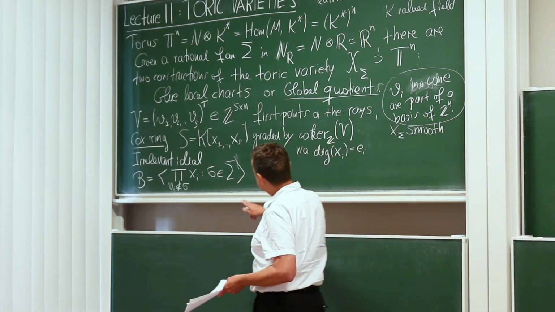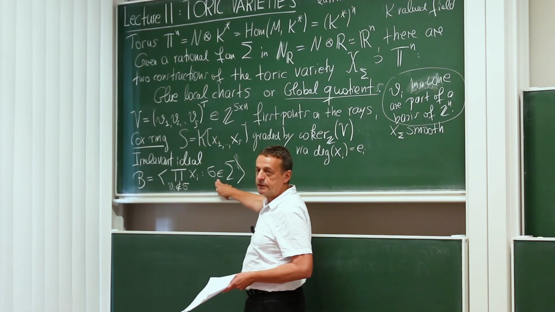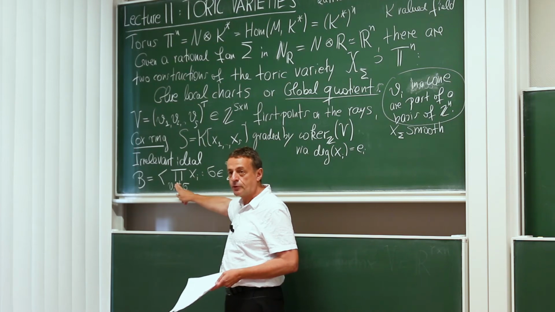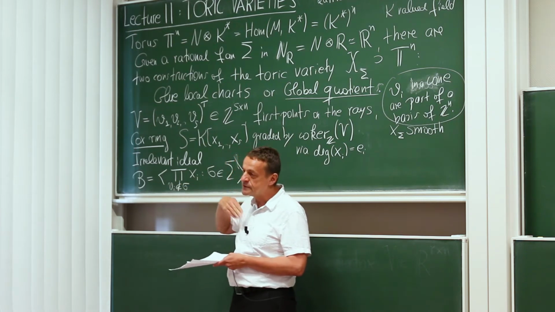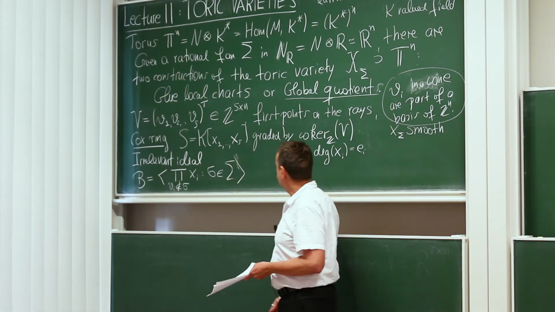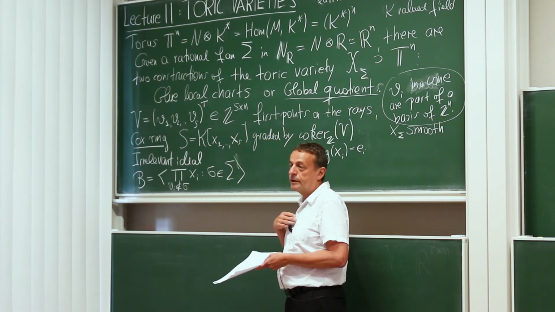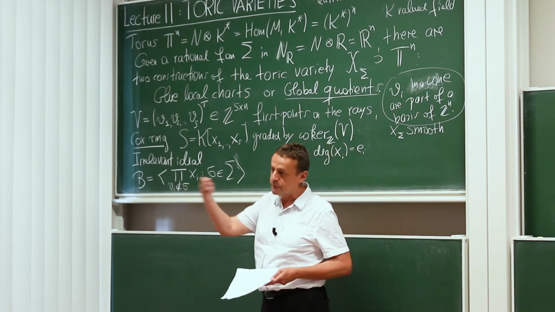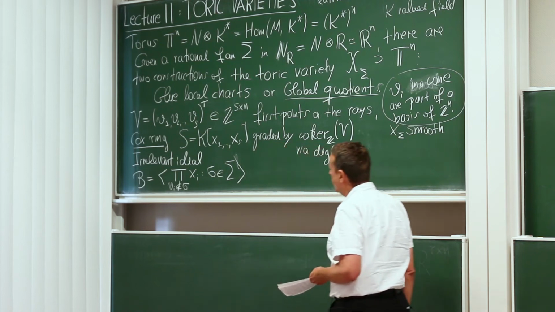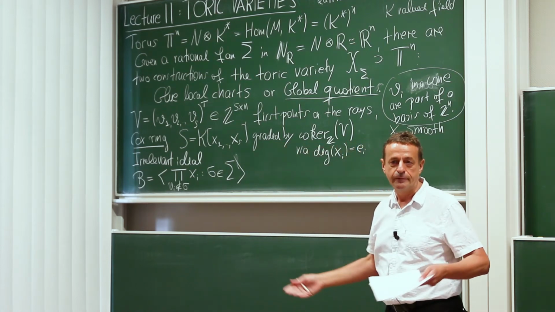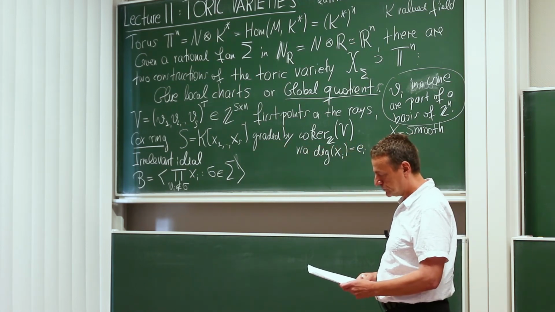Here it suffices to take the maximal cones. If you take a lower dimensional cone, then this would be a larger product. If I'm a face of you, then me being smaller than you, I contribute a larger monomial, one that's a multiple of your monomial, so therefore I'm redundant. My monomial is redundant.